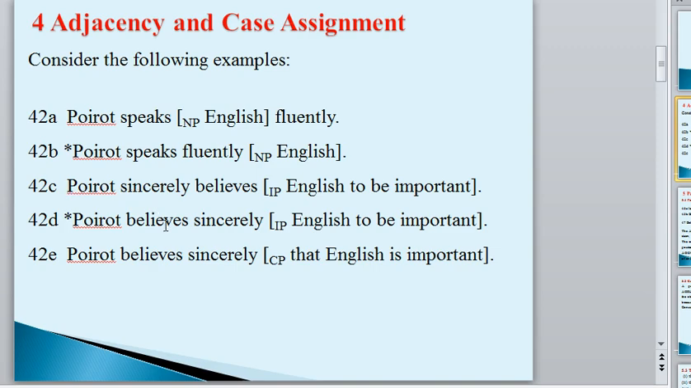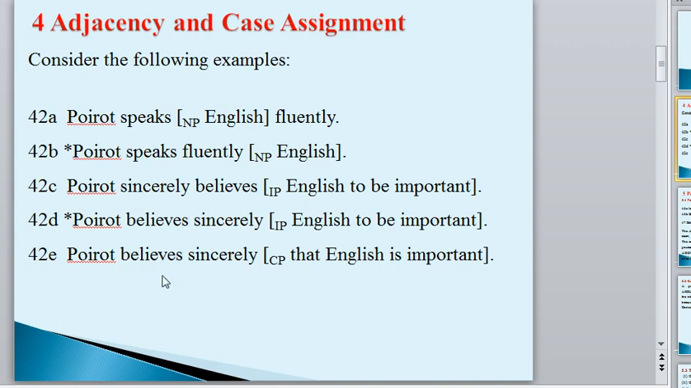But look at another example. Poirot believes sincerely English to be important. Again here, this is the verb and this is our NP English. Sincerely, the adverb, is between the verb and the NP. So there is no adjacency condition here. So our sentence becomes ungrammatical because there is another element, sincerely, between the case assigner, the verb believes, and the NP English. So the verb cannot assign case to the NP. So our sentence is ungrammatical, as you see here.